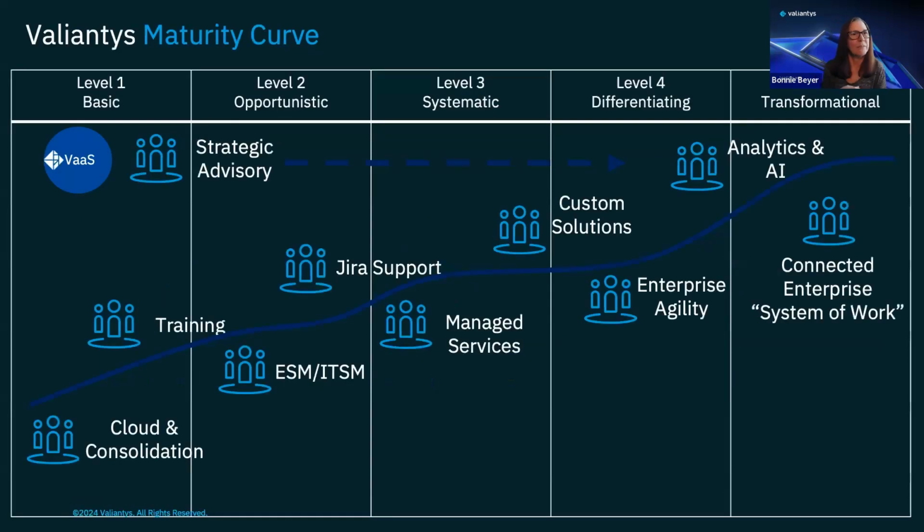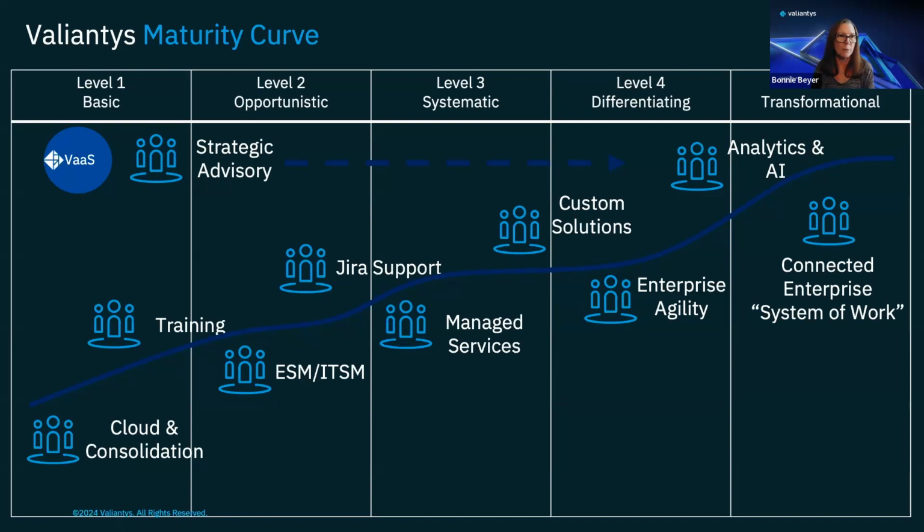We also have this idea of the Valiantis maturity curve. And what we show here is, you might be in the place where we really are just going through our migrations and we're consolidating a bunch of systems, or we might be training up some of our admins. But you might be looking further in where you're actually looking at business agility and custom solutions and analytics. And so there's lots of different activities that you can go through on your Atlassian journey.